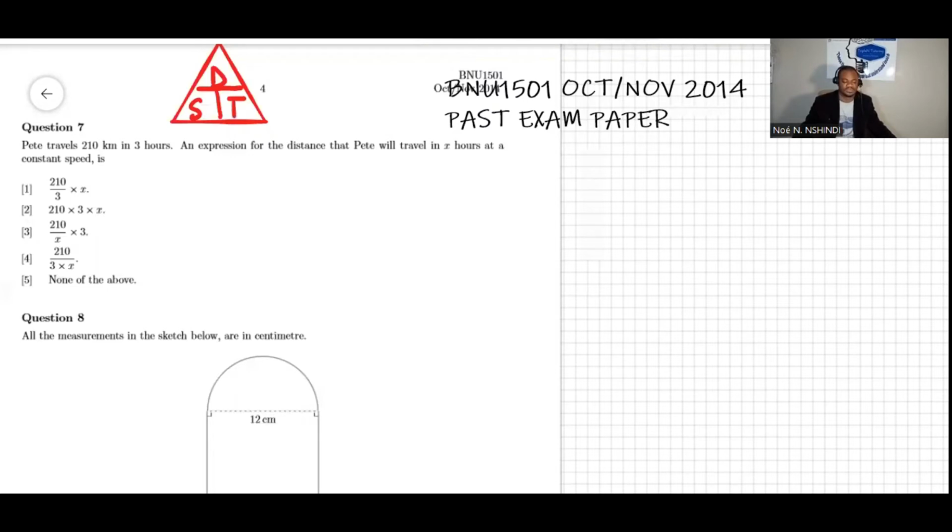So I want to do the same thing here. So that's the distance rule. This means that the distance is equal to speed times time.